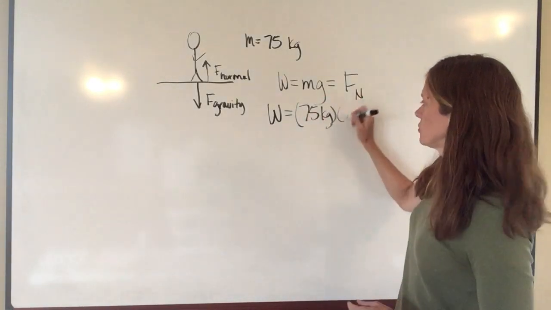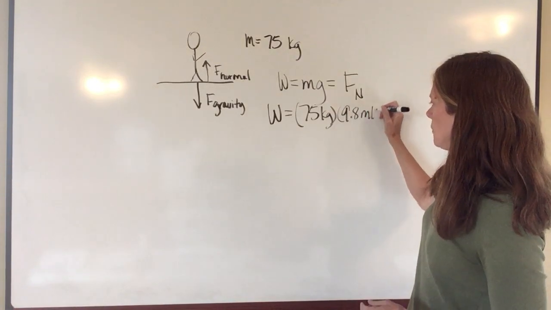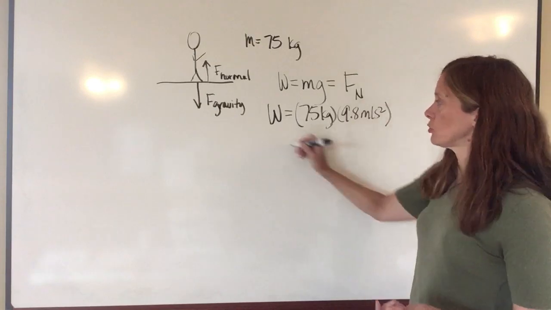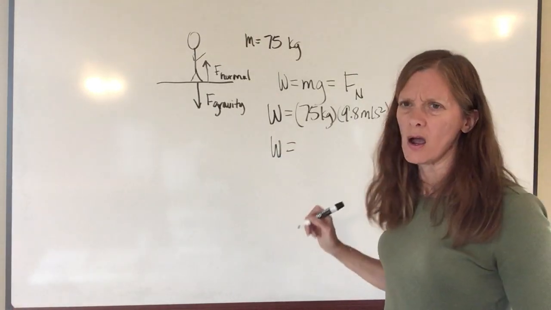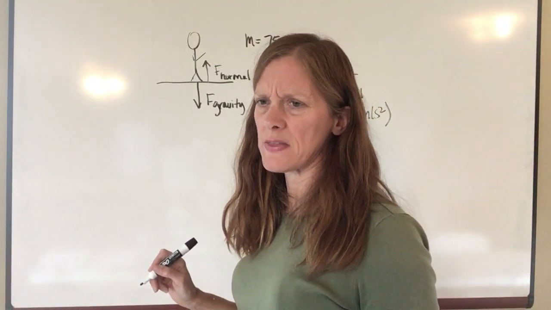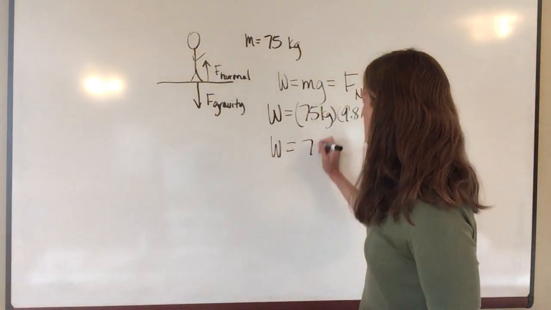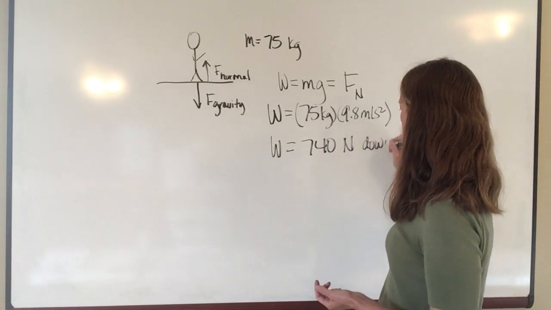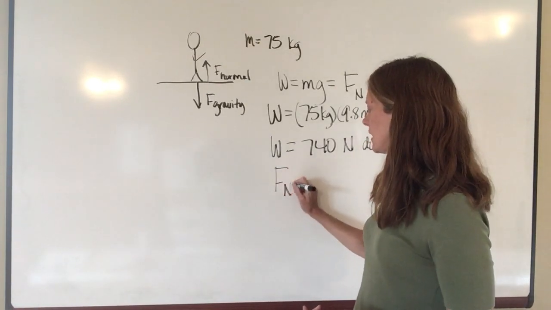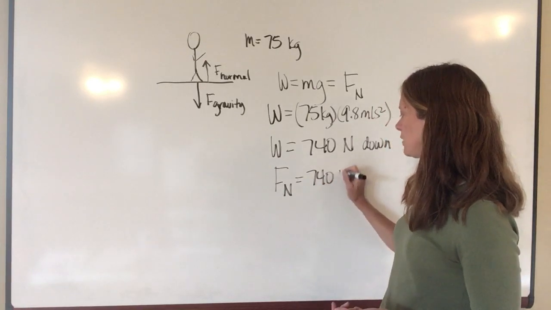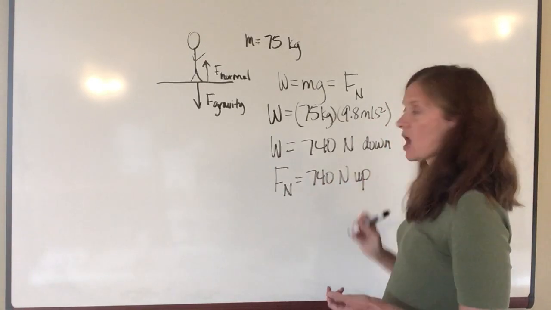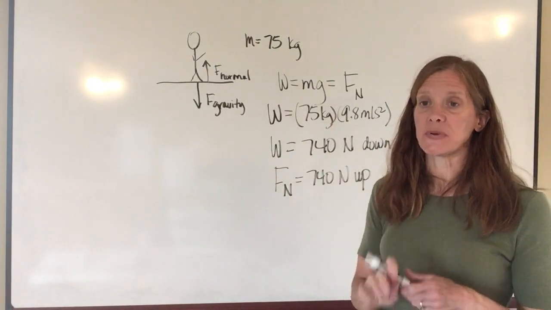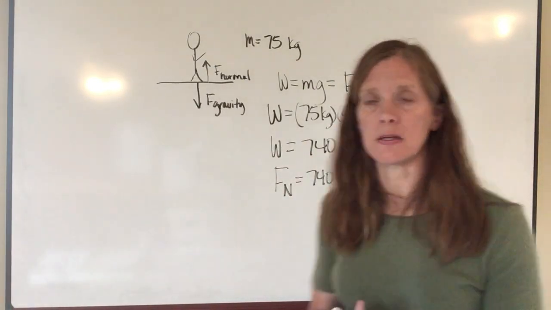I'm in the metric system, so I'm going to use 9.8 meters per second squared. And I know that that's going to be equivalent to the normal force. So the weight, when I do multiply that out, is going to give me 740 newtons. And that force is going to be down. So that means that the normal force then is going to be 740 newtons up. Okay? Equal in magnitude on a level surface, they're opposite in direction. Okay? So that is your normal force.